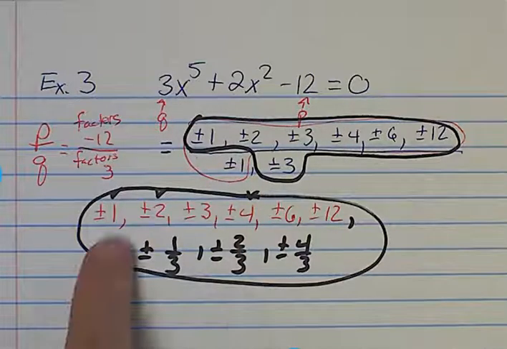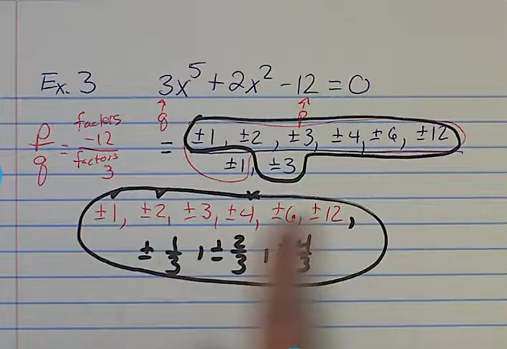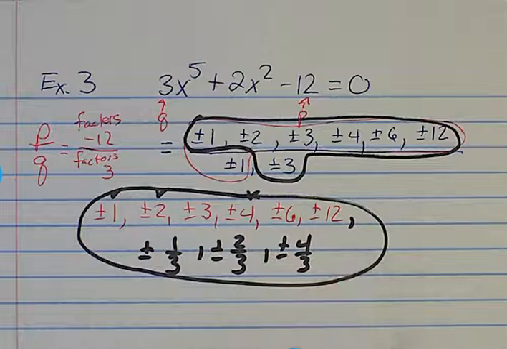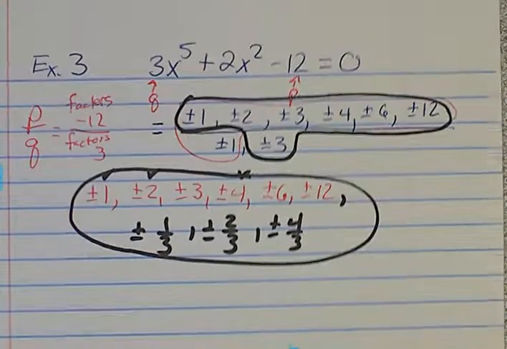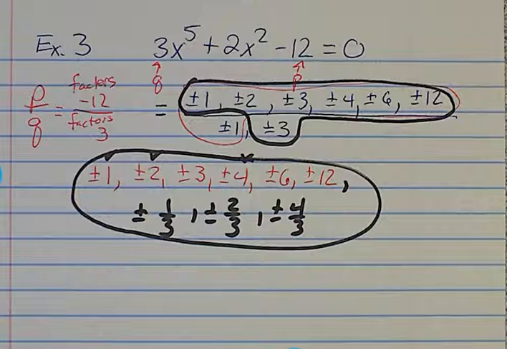Well, now we've got 1, 2, 3, 4, 6, 12, 1/3, 2/3, and 4/3. So the bigger the numbers, the more options you're going to have. The good news is the numbers shouldn't go much past 12 because we don't want to do too many numbers. I mean, it's good to have a few options, but we're not going to make the numbers so big that you spend too much time doing it.